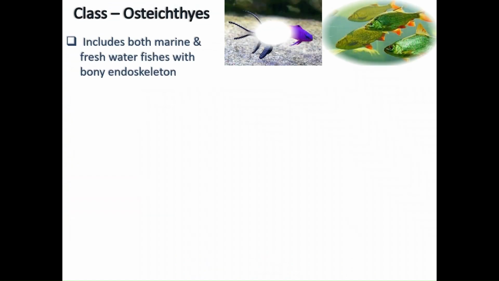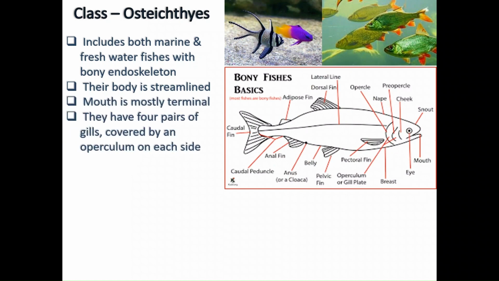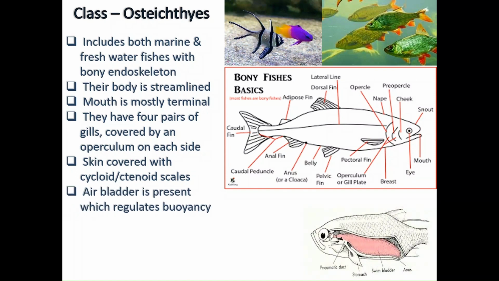The next class, Osteichthyes. They include both marine and freshwater fishes with bony endoskeleton. They have bones and not cartilage. Their body is streamlined and mouth is mostly terminal. They have four pairs of gills covered by an operculum on each side. Their skin is covered by cycloid or ctenoid scales. Air bladder is present in them, which regulates their buoyancy. They can float without swimming.